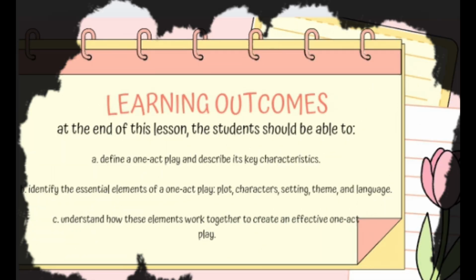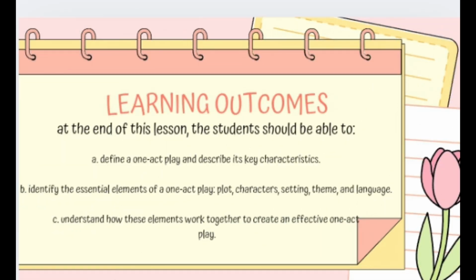Before we proceed to our discussion, let me introduce first the learning outcomes. At the end of this lesson, the student should be able to: A. Define a one-act play and describe its key characteristics. B. Identify the essential elements of a one-act play: plot, characters, setting, theme, and language. And C. Understand how these elements work together to create an effective one-act play.